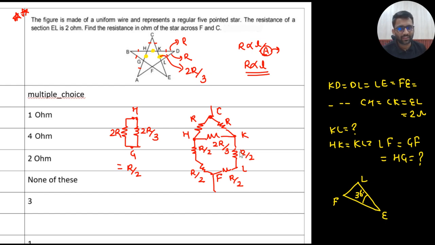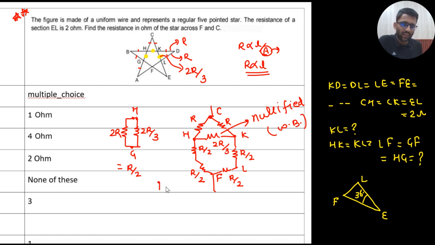This is a Wheatstone bridge. Look here. 2R and 2R come in series. R. This is a Wheatstone bridge. This will be nullified. Right? This will be open circuited. This is of no use. Wheatstone bridge is there. This is of no use. Then between C and F.